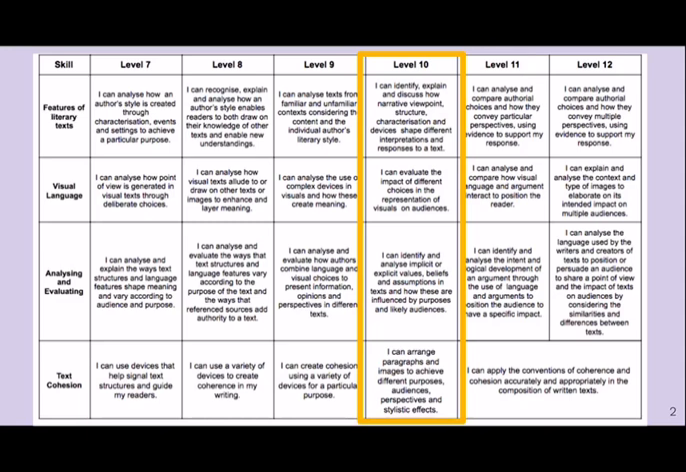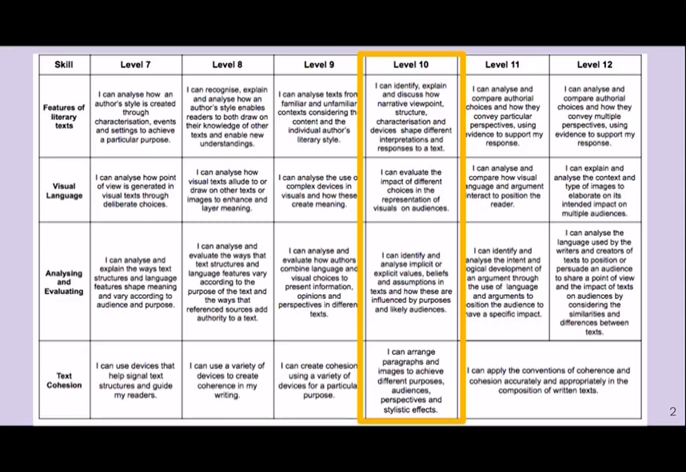All right, the second row is visual language. So that says at level 10, I can evaluate the impact of different choices in the representation of visuals on audiences. So this is asking us, how does the visual language, meaning the way that the story is told in the drawings in Maus, how does the visual language that Spiegelman has used impact the audience?